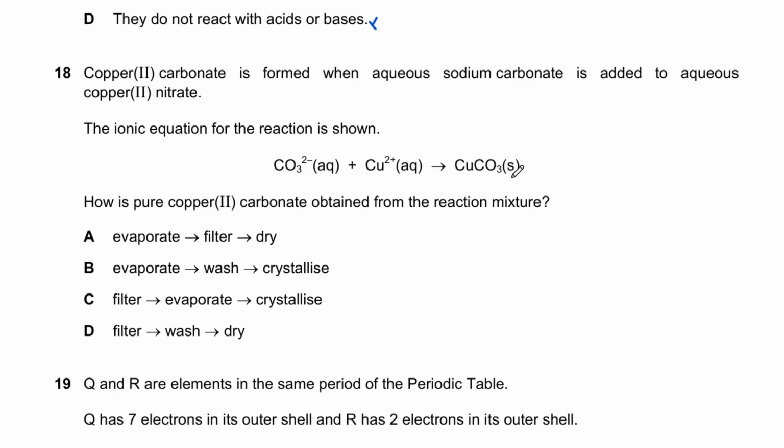Remember, in a precipitation reaction, we're talking about two soluble salts to give us an insoluble salt. So if you look at this reaction, aqueous means it is soluble, to give us a solid, which is insoluble. So we are looking at preparation of salt by precipitation. And in preparation of salt by precipitation, what we do is that we filter to collect the solid, and then we wash to remove impurities, and then we dry to remove water. So the correct sequence should be filter, wash, and dry, which is option D.